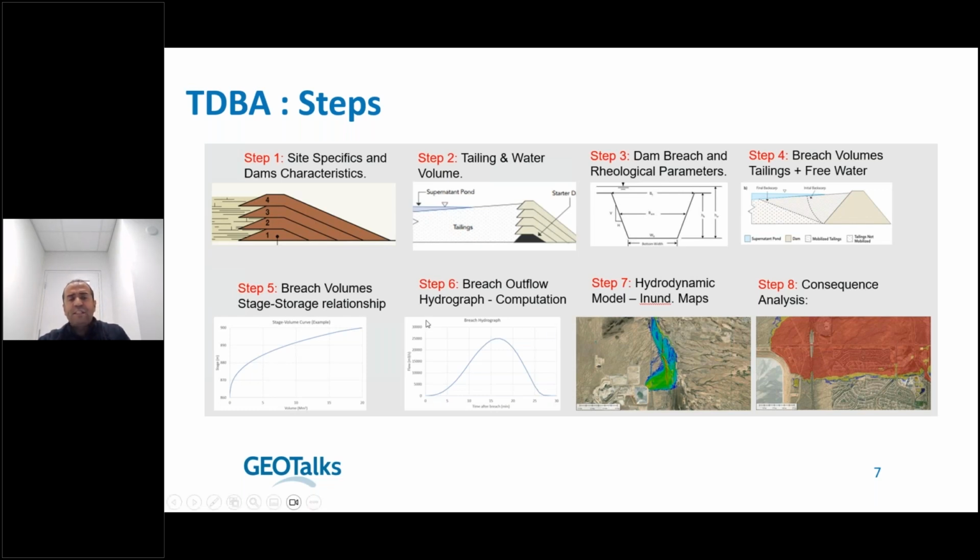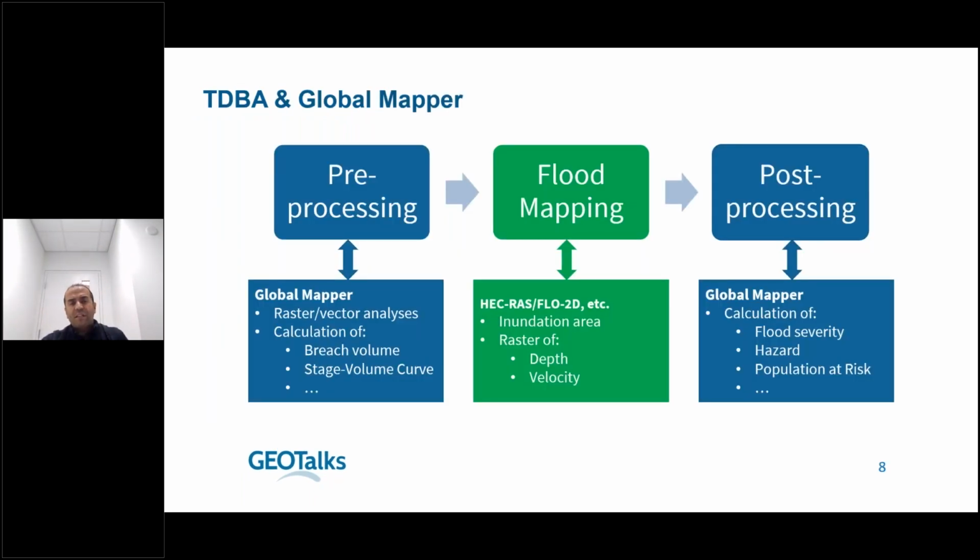And in step 6, by having this stage volume curve, next is to calculate the breach outflow hydrograph, or kind of hydrodynamic computation. Step 7 is hydrodynamic modeling and preparation of inundation maps. And in step 8, consequence analysis and hazard calculations.